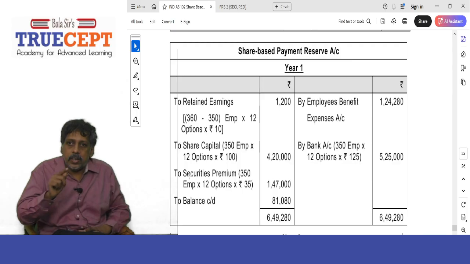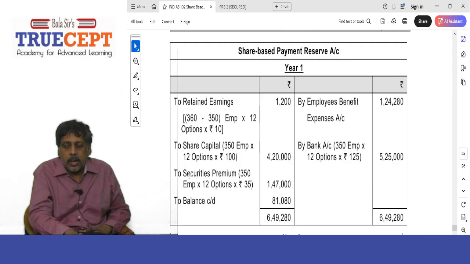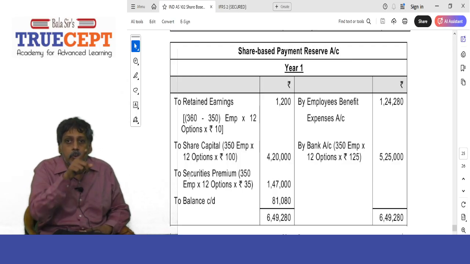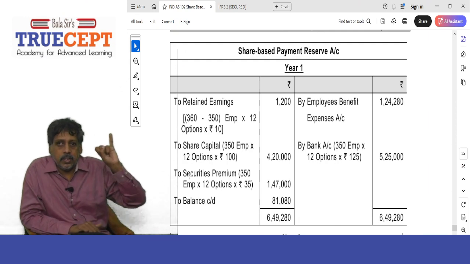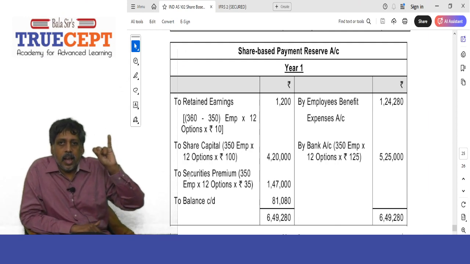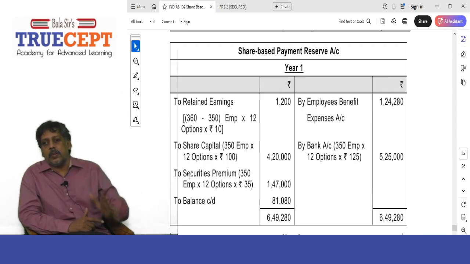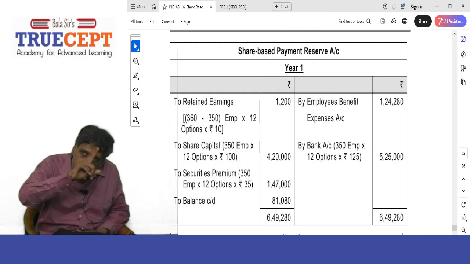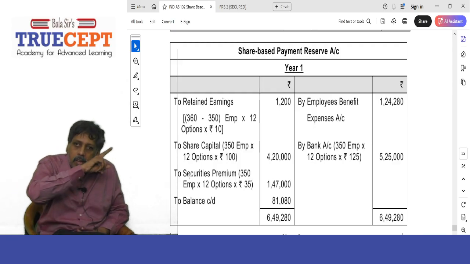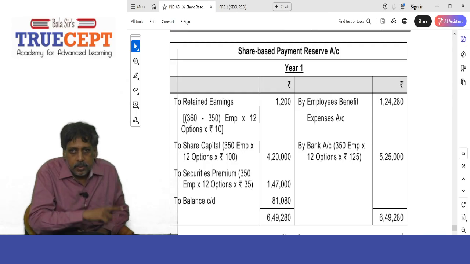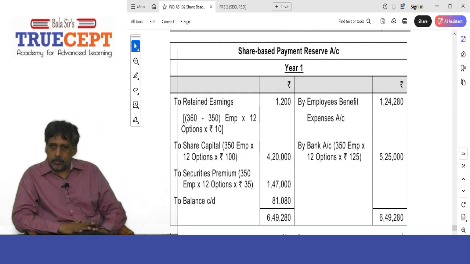What is the balancing figure? It will be equal to what? Remember the expense recognized for G2 and G3? 48,600 and 32,000. If you add both, that will be the balance carried down, because those options have not yet vested. Understood? To balance carried down, how much? 80,600. Very good.